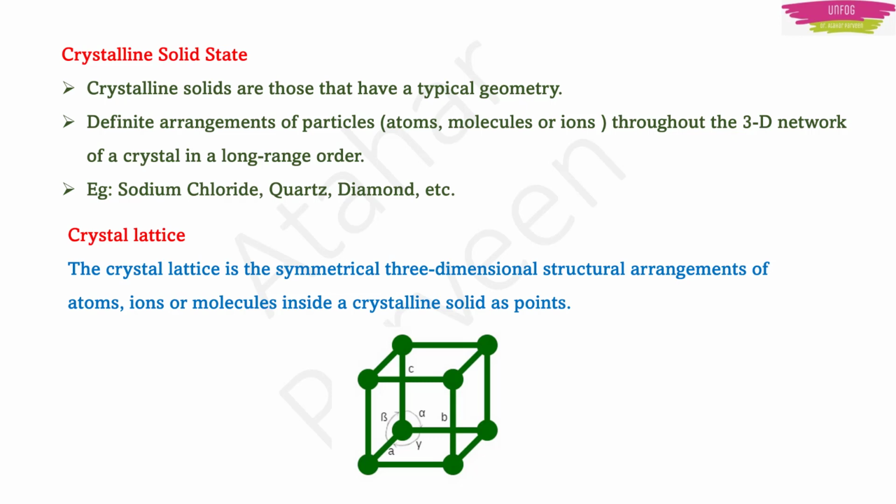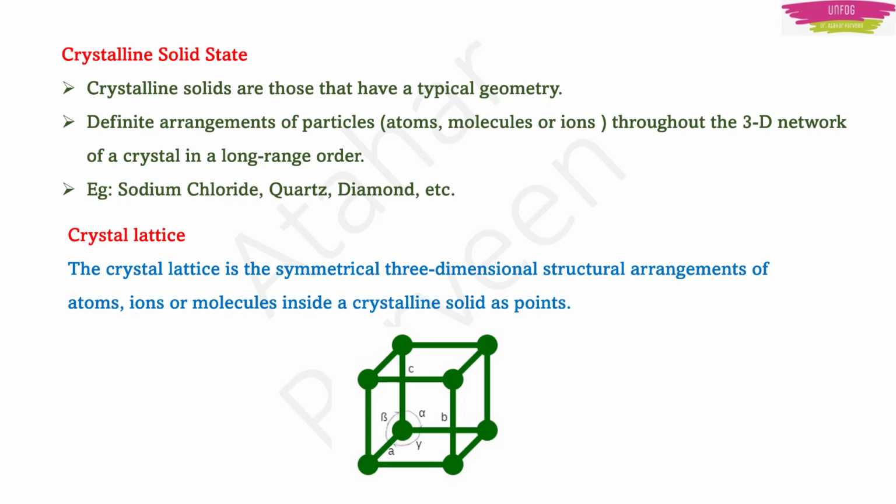Now it's important for us to know about the crystal lattice when we discuss crystalline solid state. So the crystal lattice is nothing but this symmetrical three-dimensional structural arrangement. Now this arrangement we are talking about is of atoms, ions or molecules, inside a crystalline solid. Now these atoms, ions or molecules, we are treating them as points. So you can see here that there is a cube and there are atoms at the corners of that cube.